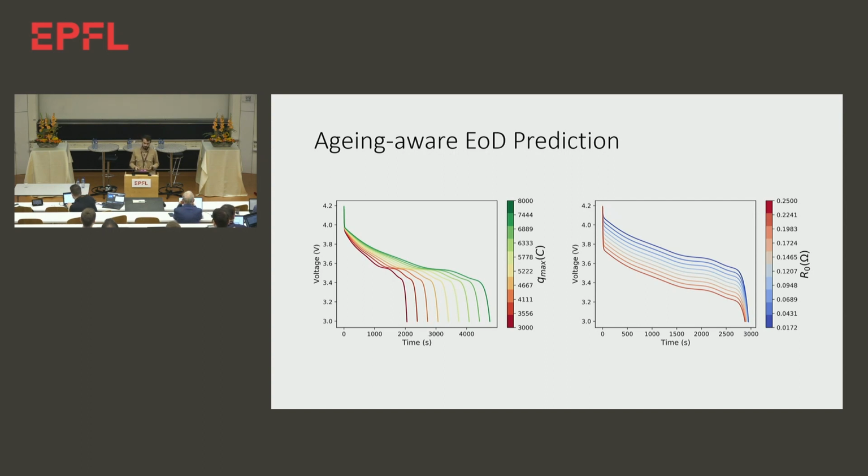And on the right, you can see that if the internal resistance of the battery increases, which again happens when the battery is aging, the voltage starts from a lower place. So again, our goal is: can we come up with a method that can take this into account and then give us our voltage profile accurately?